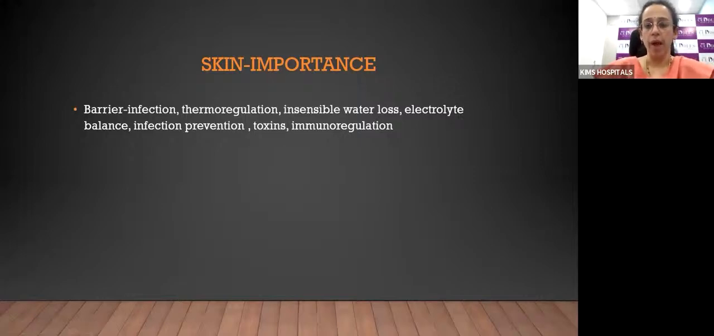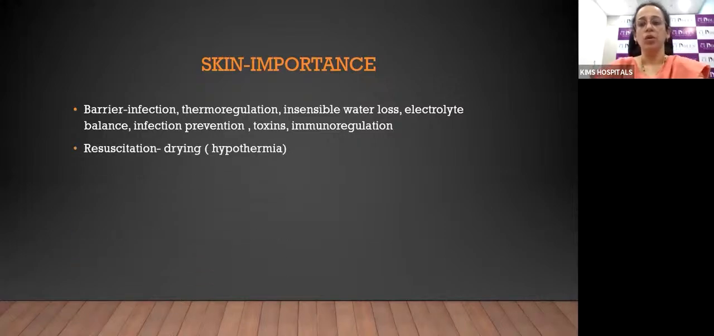So the skin acts as a barrier in the prevention of infection. It also plays an important role in thermoregulation and insensible water losses, and it also maintains the body's electrolyte balance and helps in preventing infection by various cells which are present in the skin like Langerhans cells and T cells and lymphocytes and other cells, and it also helps in preventing the absorption of toxins, and it also plays a role in immunoregulation.